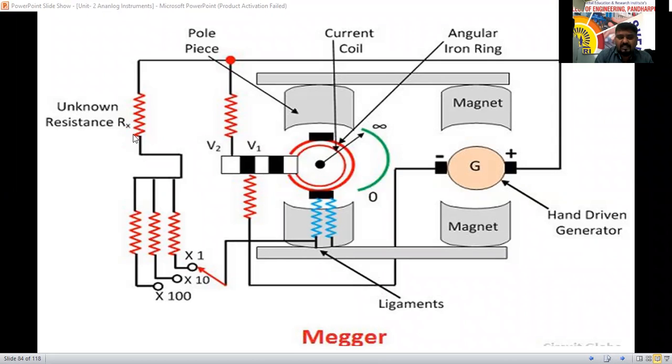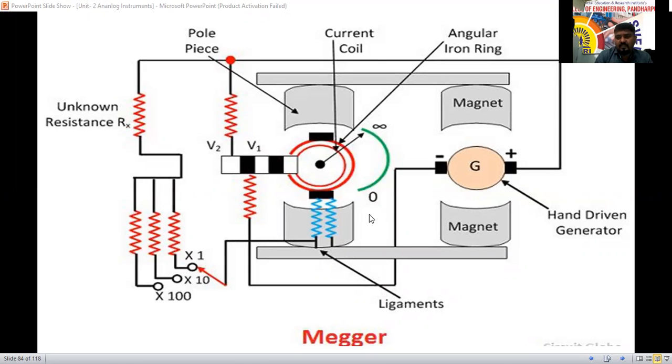And if the resistance is very high, then what will happen? All the currents will flow through this one. Now the V2 coil is outside this magnetic field, or in a weaker magnetic field. The springs are stiff over there, they are not compressed, or they are released over there, and the pointer position will be at infinity. The pointer position will be at infinity, we are going to call that.